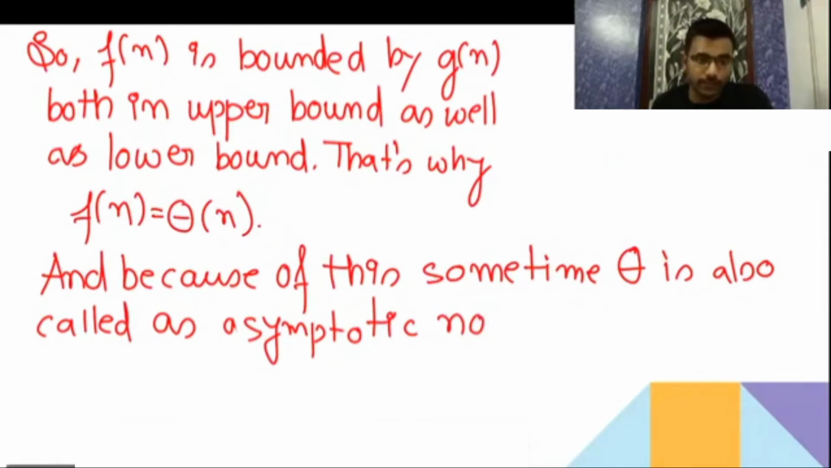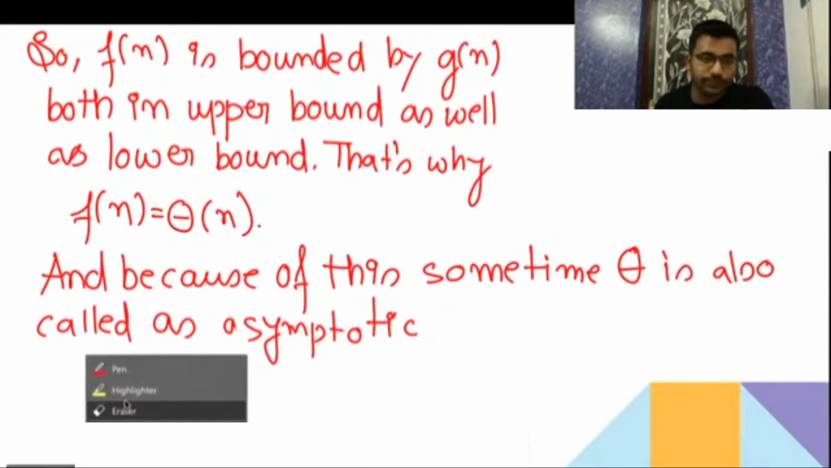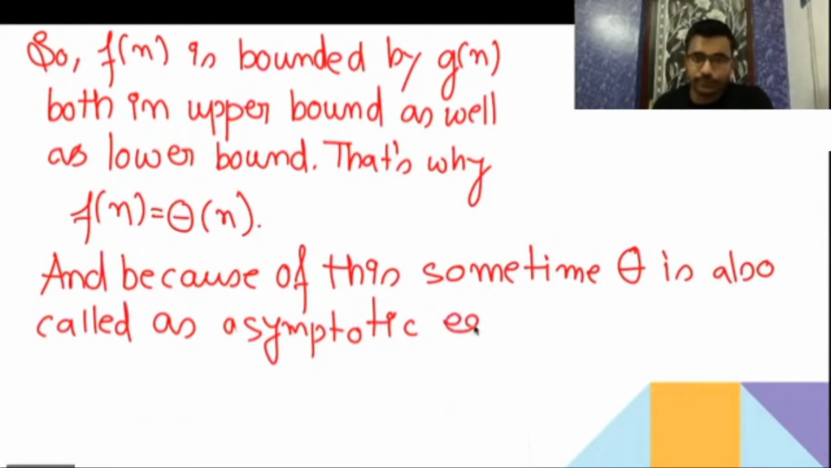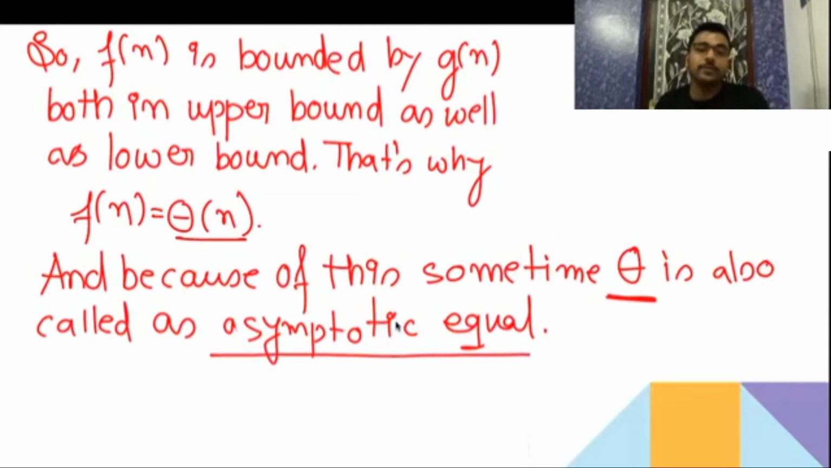Asymptotic equal, not notation, asymptotic equal. Okay, so because of that only, sometimes theta is also called asymptotic equal. That is important because sometimes they will ask you what is the asymptotic equal of that. So it means they are asking about theta.